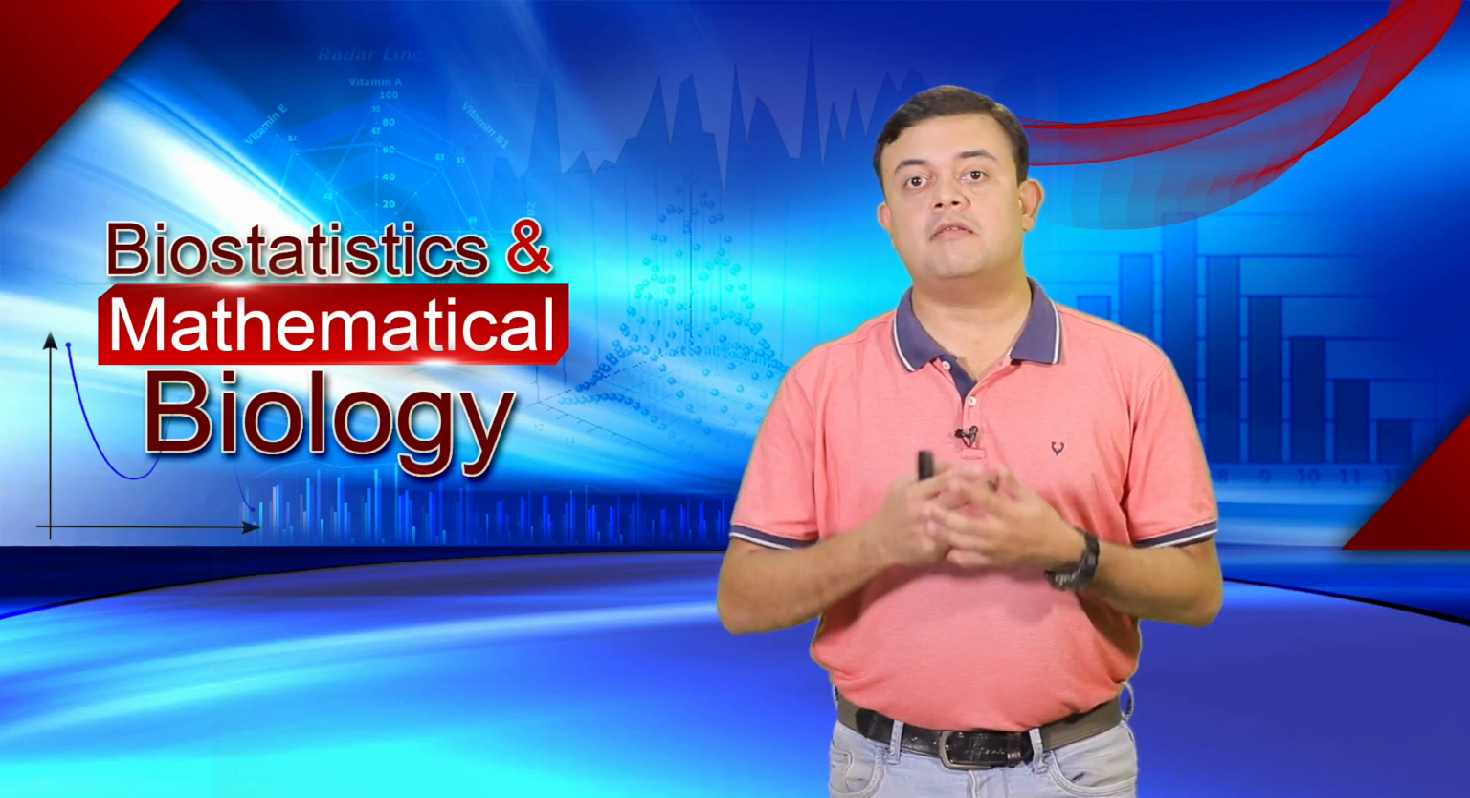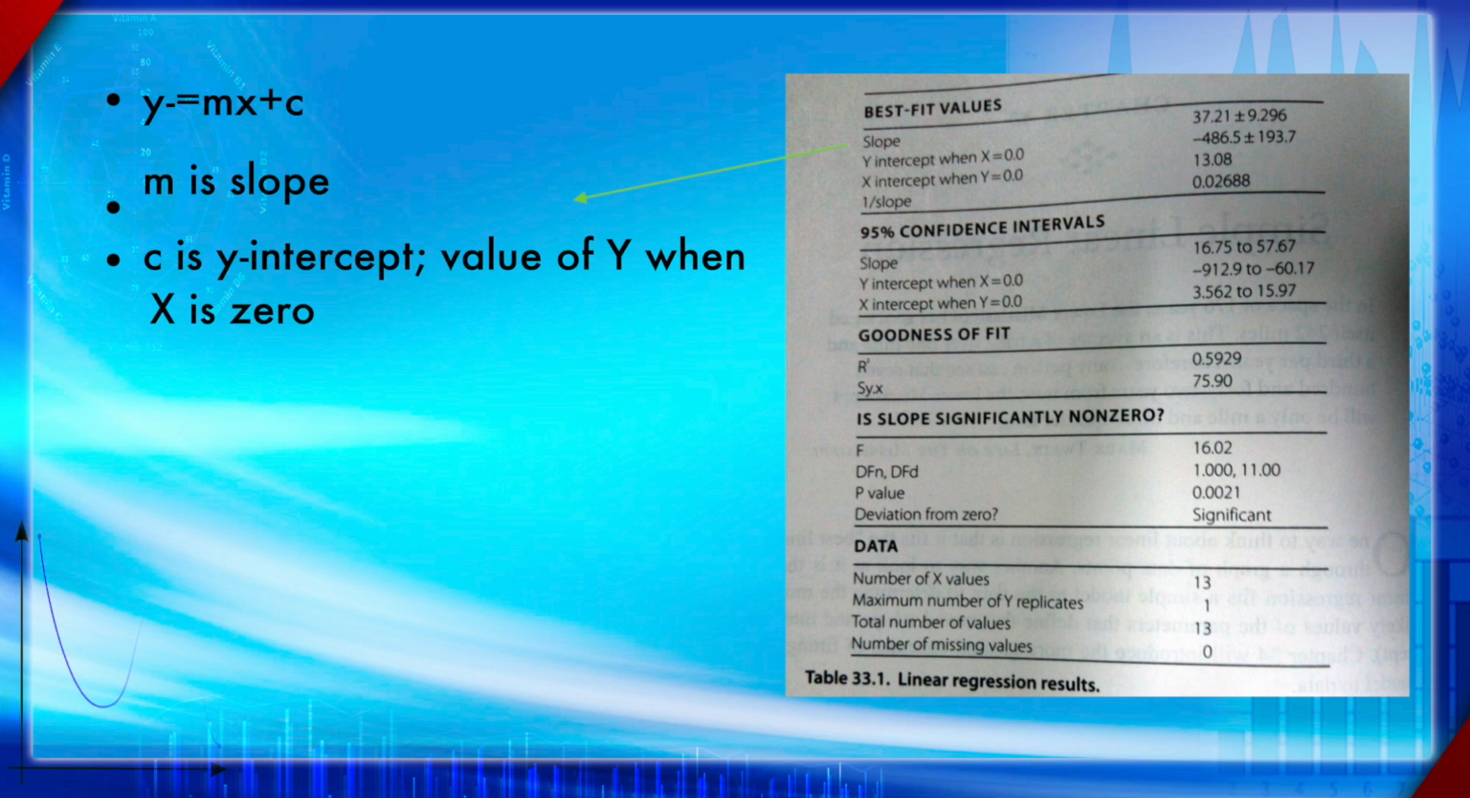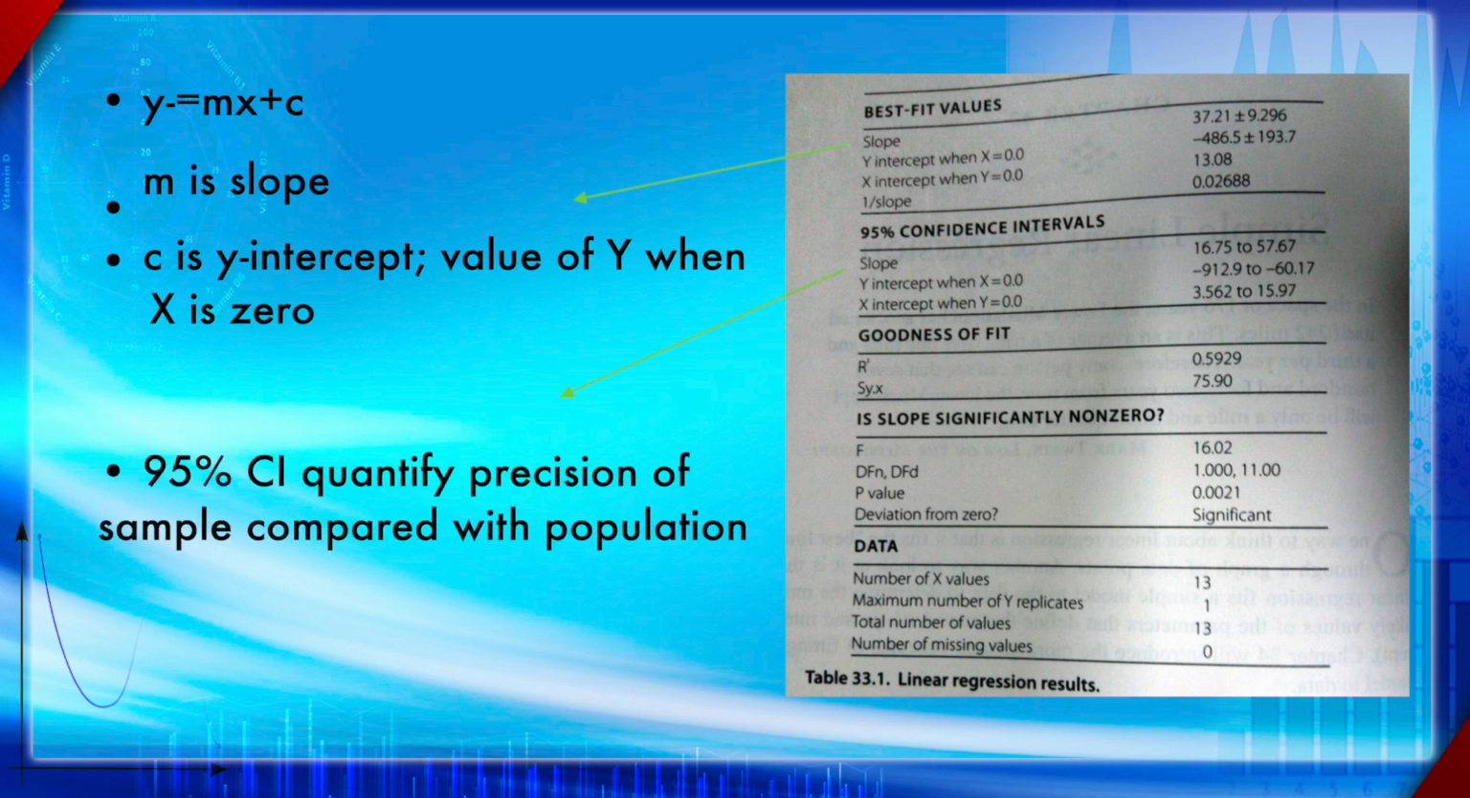In a way, calculating this linear regression is nothing but finding the values of these 2 important parameters, m and c. It also generates a 95% confidence interval. That means the precision of the sample compared with the population. Comparing with the population, is the sample a good estimate or not? That is what this 95% CI means.